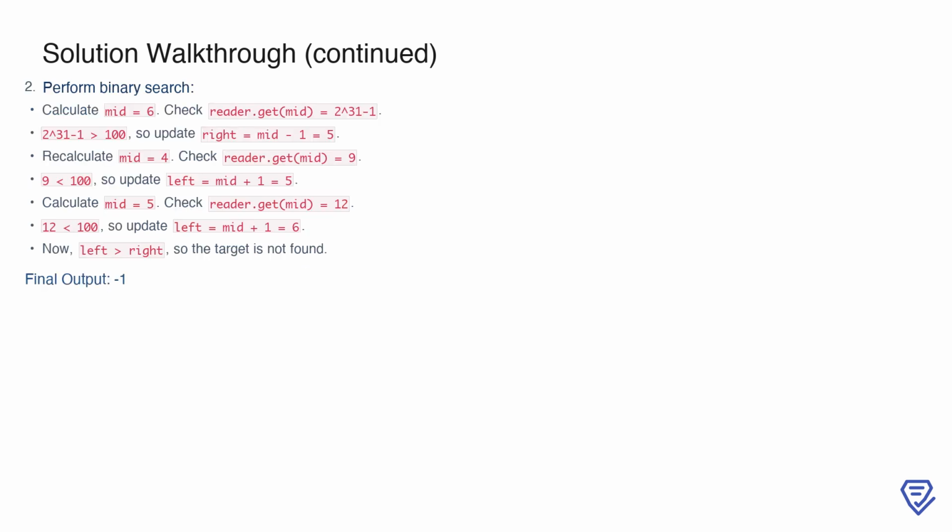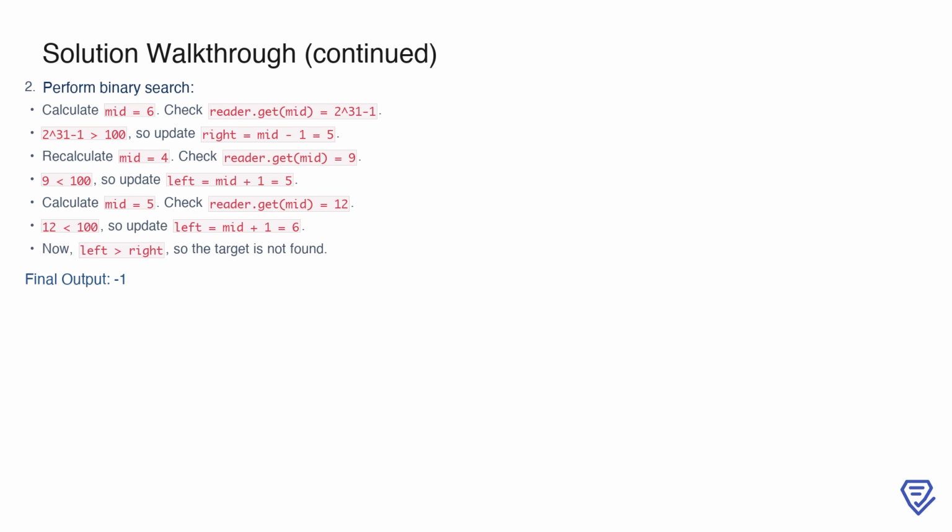With the bounds determined, we proceed to perform a binary search. The midpoint is calculated as mid equals 6, and reader.get(mid) returns 2^31-1. Since 2^31-1 is greater than 100, we update right to mid-1, which becomes 5. Recalculating the midpoint gives mid equals 4, and reader.get(4) is 9. This time, 9 is less than 100, so we update left to mid+1, which is 5.